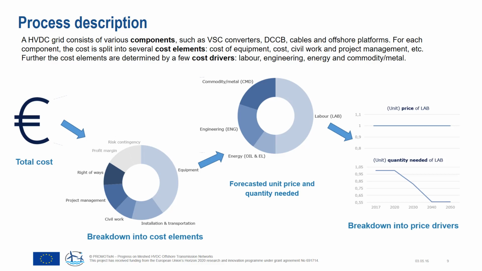Each of those cost drivers could be further determined by at least two factors. One is the unit cost of such a cost driver, and then the quantity you need for such a cost driver. In this example we assume that the unit cost of labor will be kept constant towards 2050, but we see a significant decrease of the quantity needed for the labor in this specific component, which is the onshore and offshore VSC converter stations.